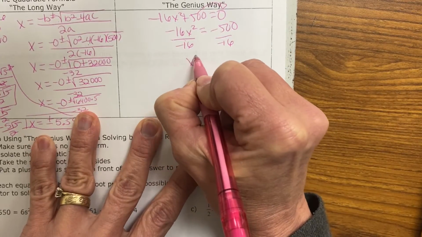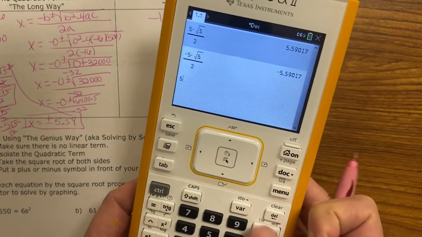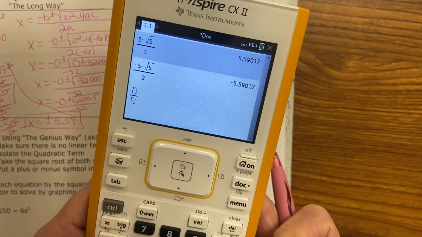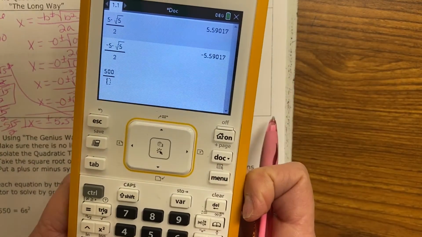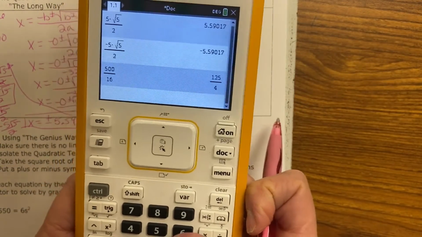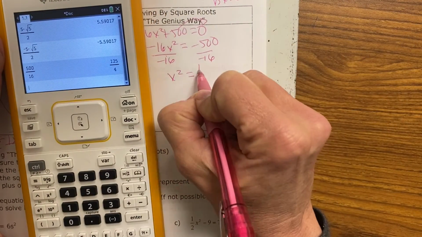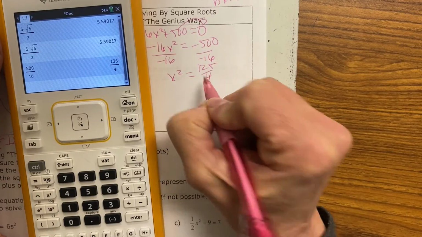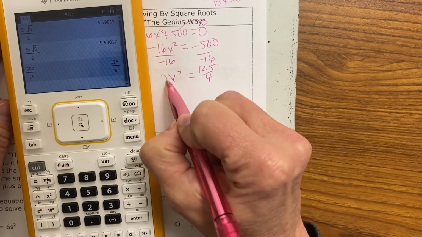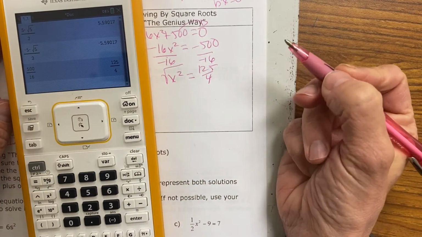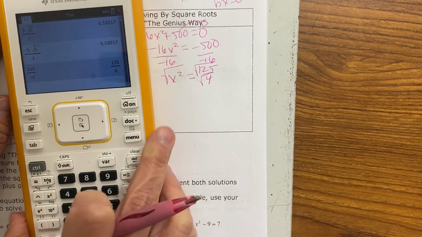And so then I have x squared is equal to, and then we can reduce that. You can put that into your calculator to reduce that. So you can put 500, and then you can put the 16 on the bottom. That's going to reduce down to x squared is equal to 125 all over 4. Then we want to get x by itself, so we have to take the square root. When we take the square root, we take the square root of the top, and the square root of the bottom.